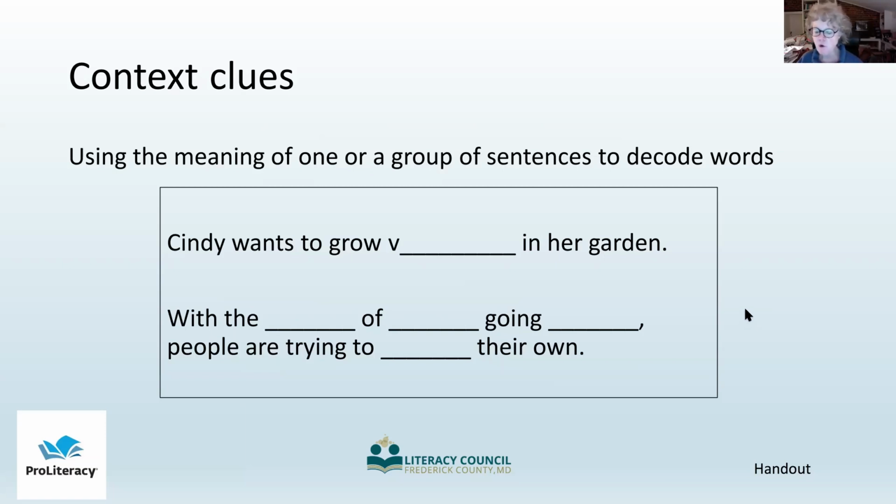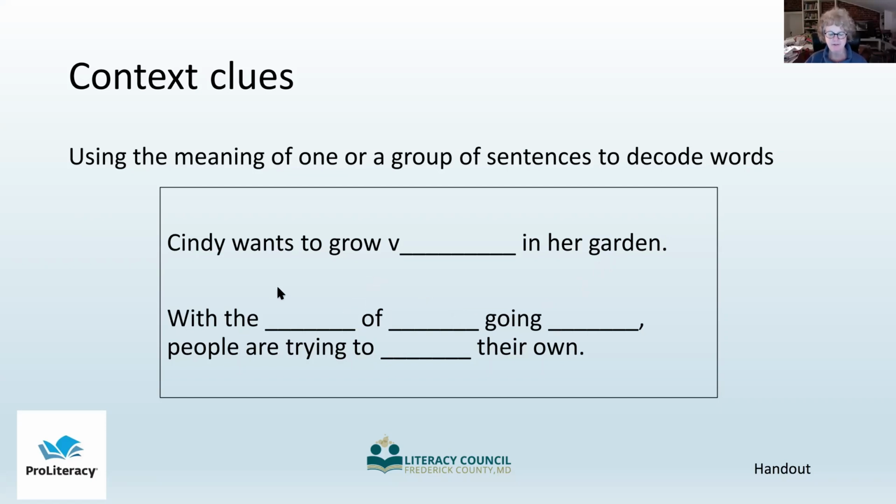Okay, real quick, could I have a volunteer to read the first sentence, inserting a likely word into it? Just whoever shouts it out first. Vegetables. Okay, so read the sentence, please. Cindy wants to grow vegetables in her garden. Excellent. Very good. Now, the second one is a little tricky.